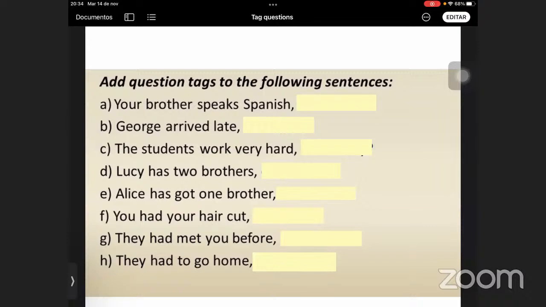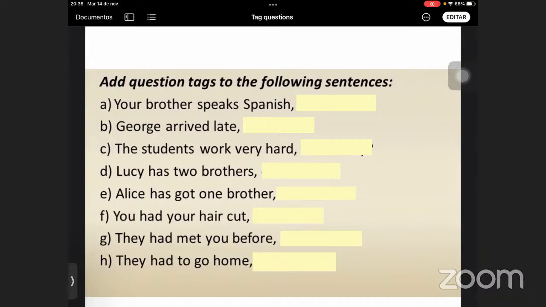Add the tag question in the following sentences. First one, letter A. Your brother speaks Spanish. What is the mini question over there? Your brother speaks Spanish. Don't you? Check. Okay.